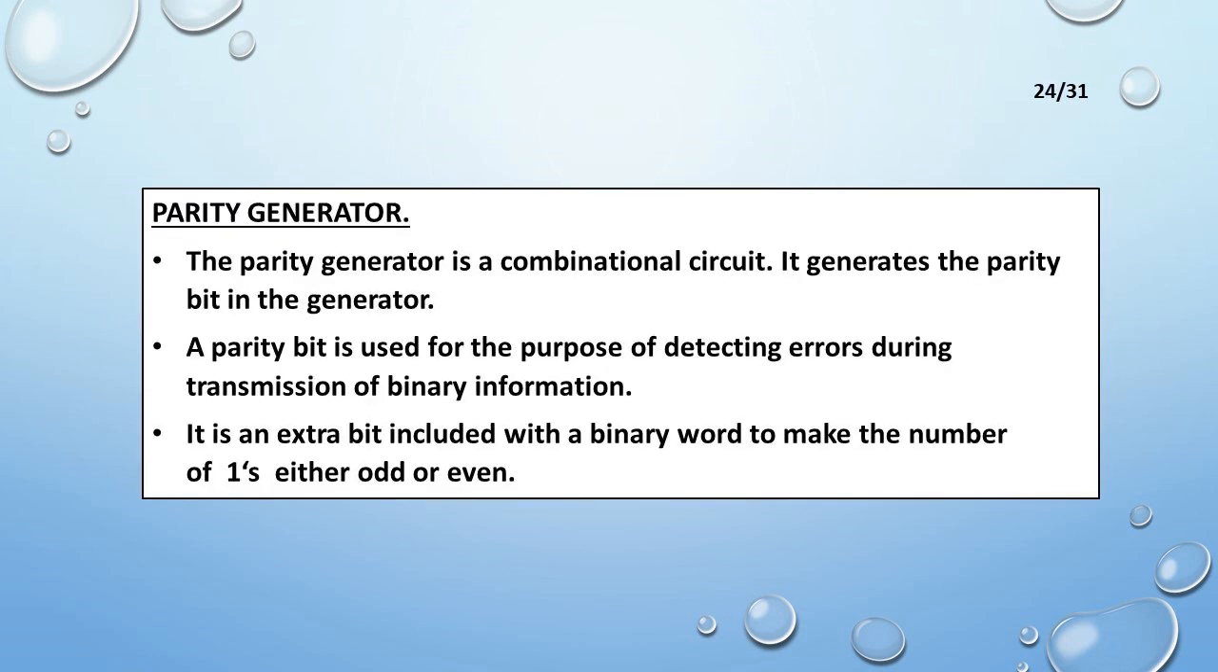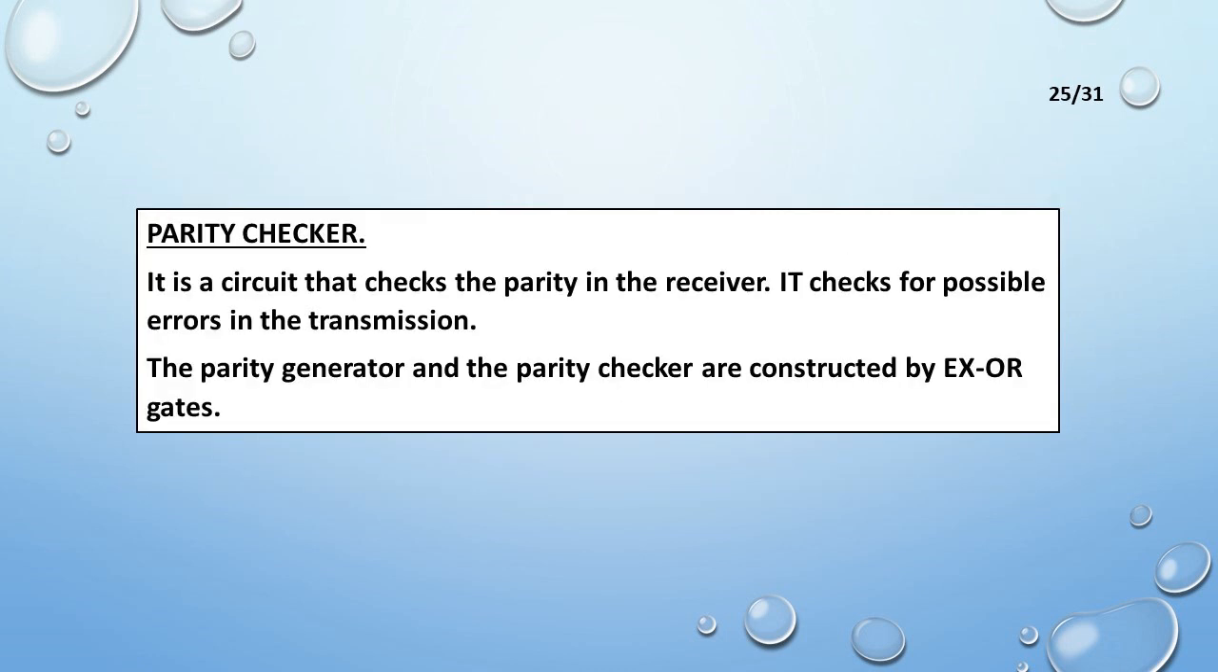Parity generator. The parity generator is a combinational circuit. It generates the parity bit. A parity bit is used for the purpose of detecting errors during transmission of binary information. It is an extra bit included with the binary word to make the number of ones either odd or even. Parity checker. It is a circuit that checks the parity at the receiver. It checks for possible errors in the transmission. The parity generator and the parity checker are constructed with XOR gates.